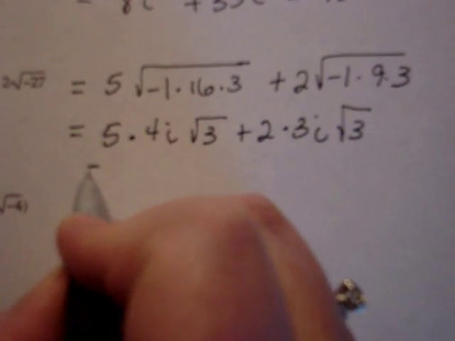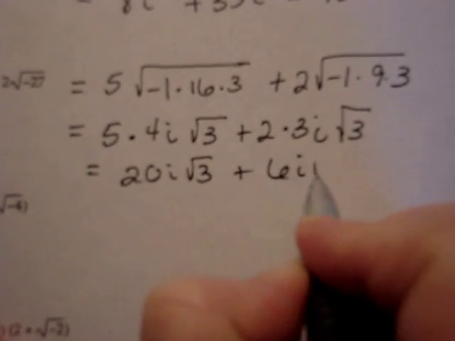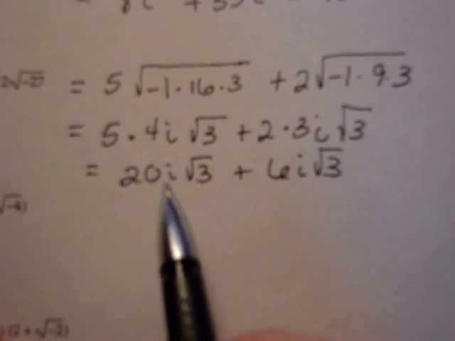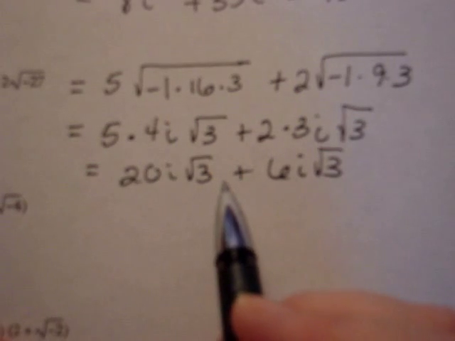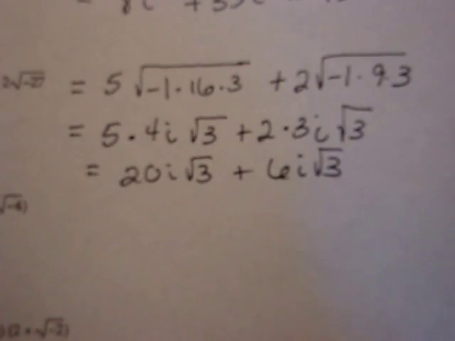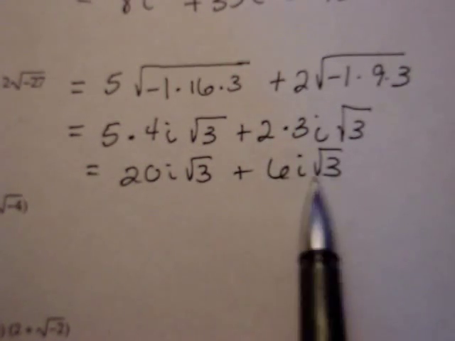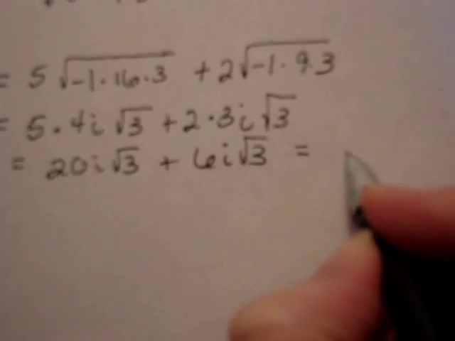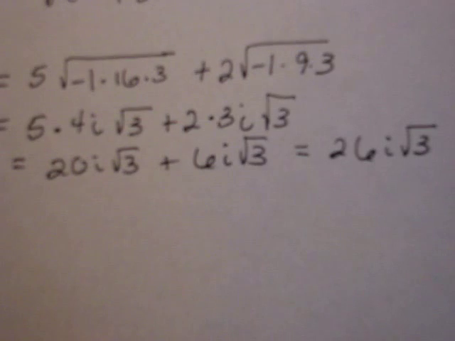Now let's multiply: 20i square root 3 plus 6i square root 3. Now remember, technically the i should be in the very back, but because I'm a little sloppy, sometimes it looks like my i is underneath the square root, so I leave it in front of the square root symbol. Now these are alike. They both have an i and a square root of 3, so I know my final answer is 26i square root 3. Okay?